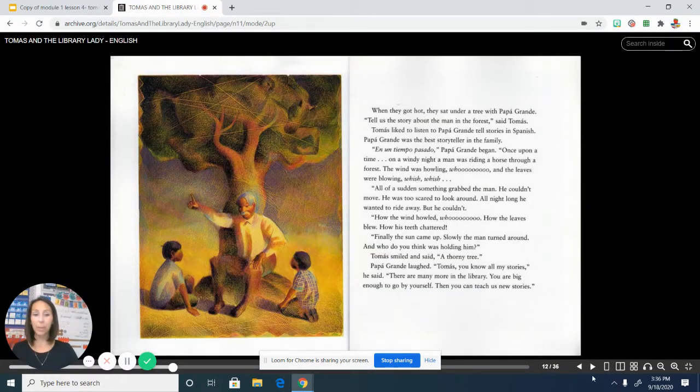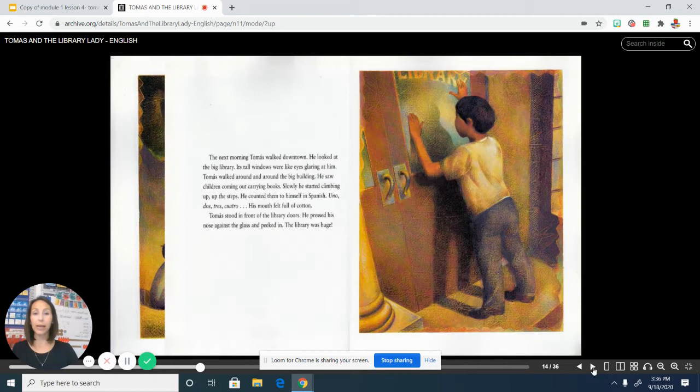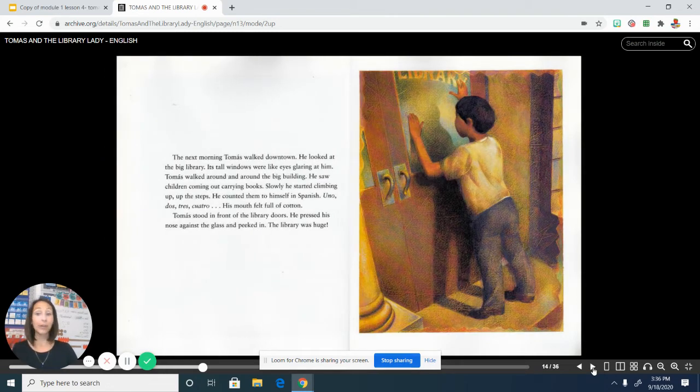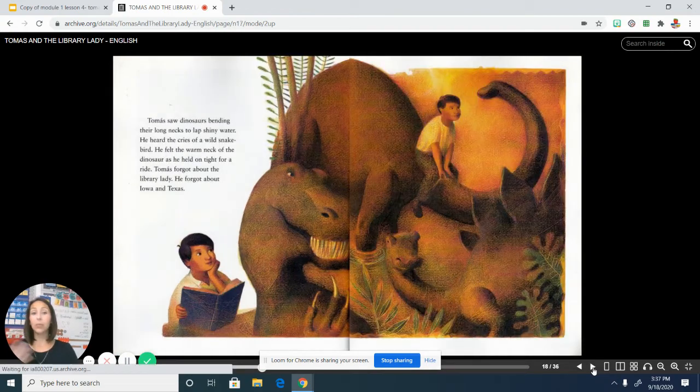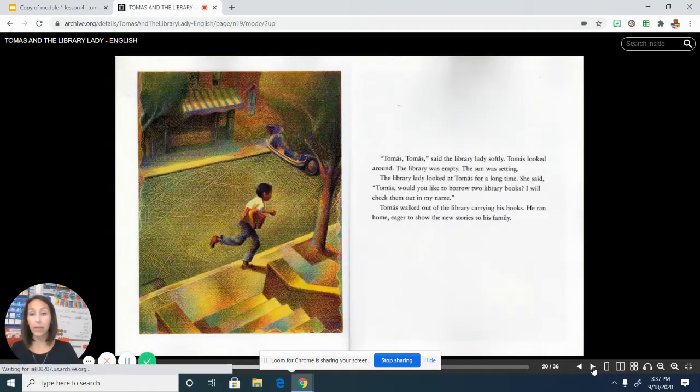Okay, so here we are back in the book, and let's see what happens. So next, Tomas goes to the library, and when he's at the library, he gets new books that have a whole bunch of new stories, right? So he goes to the library, he works with the library lady. Let's go back and write about how he takes these steps to change the problem and solve the problem.